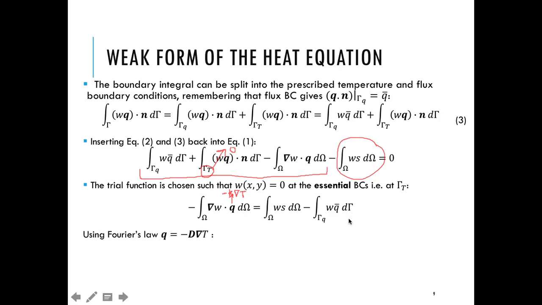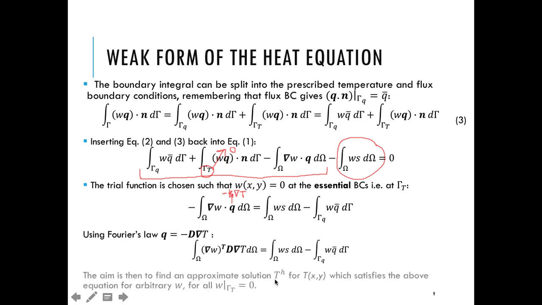Now finally I'm going to substitute in my Fourier's law. ठीक है, so that my entire equation becomes this one right here. ये डॉट प्रोडक्ट को ट्रांसपोज वाली नोटेशन से लिख लिया. सो del W transpose Q was minus D del T, so minus से minus cancel, so just D del T. And this equation right here is my weak form for the heat conduction problem.